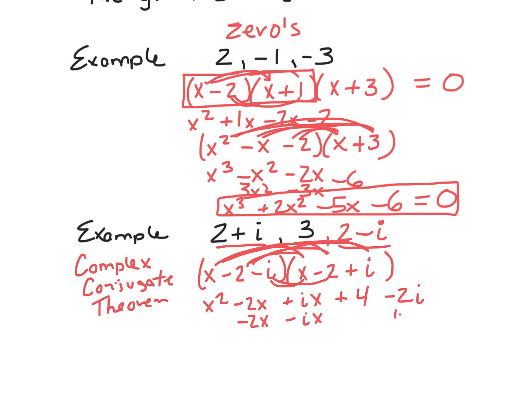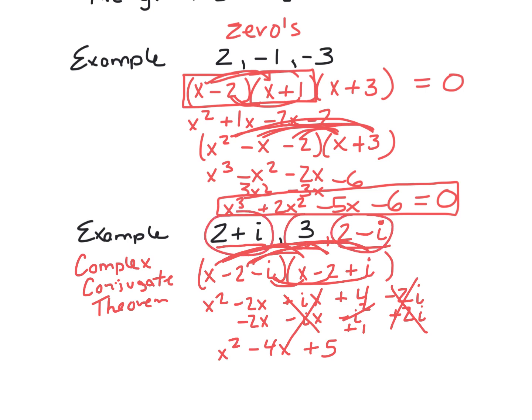And then I'd have a negative ix, which is going to go right here, a positive 2i, and then a negative i squared, which if you remember, i squared is a negative 1, so a negative i squared is like a positive 1. Now what will always happen is any of the terms that involve i will just cancel out. So these are going to cancel, these will cancel. You're left with x squared minus 4x plus 5. So that dealt with the 2 plus i and the 2 minus i.